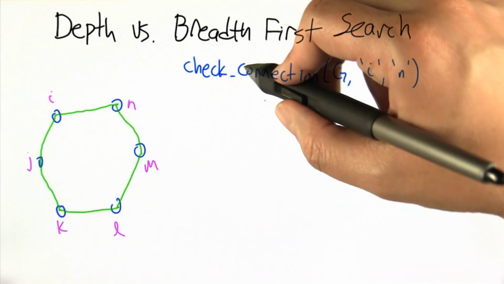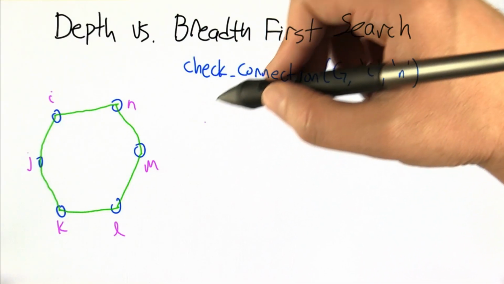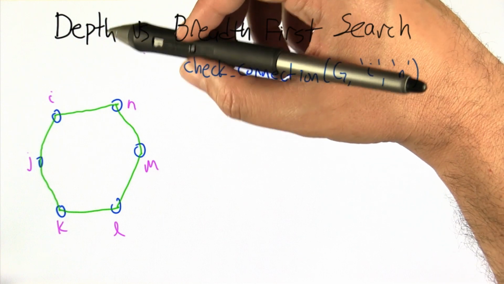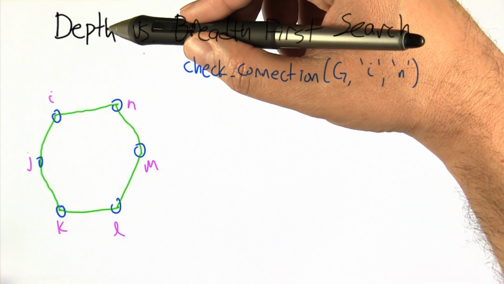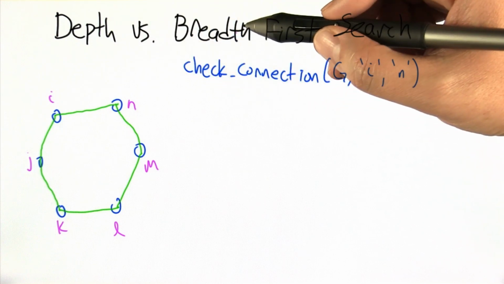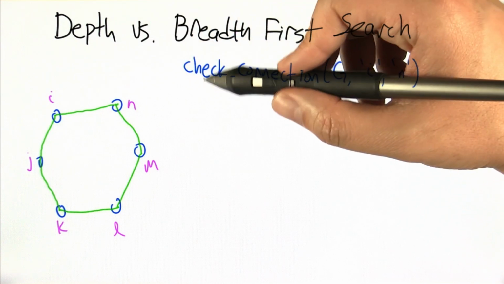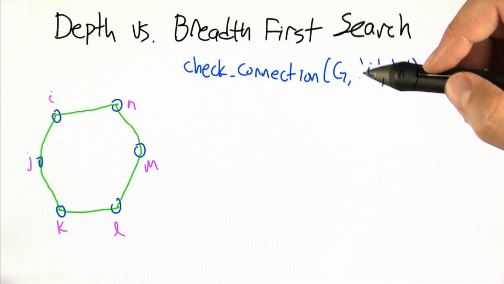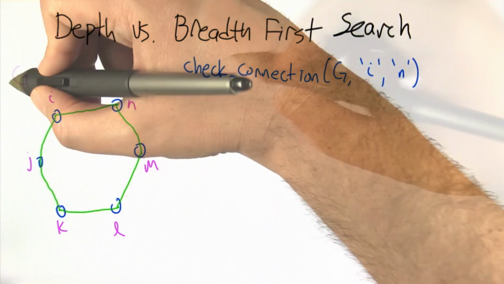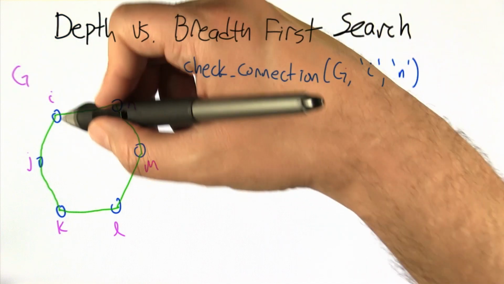So to get a handle on how to best find shortest paths in a graph, it's going to help to compare a little bit between the kinds of depth-first search algorithms that we were looking at with the kinds of breadth-first search algorithms that we're going to need to look at. So let's consider what the check connection algorithm that we were just talking about does if it's given this graph, G, and we ask it to check the connection between I and N.